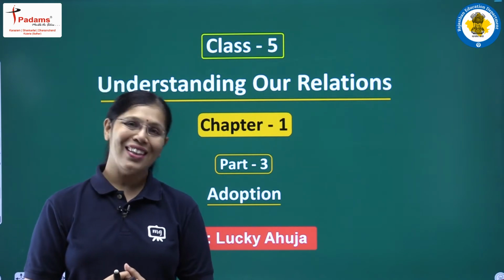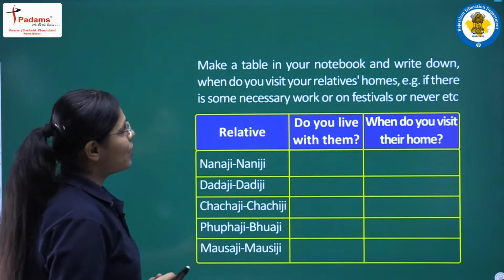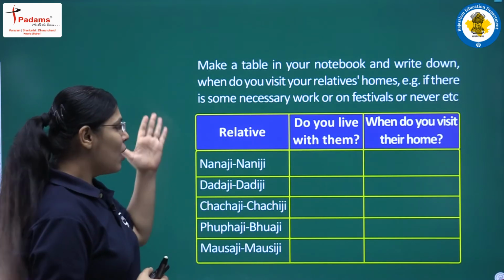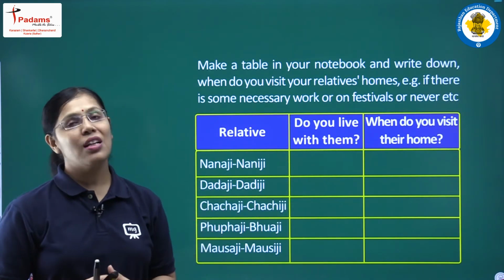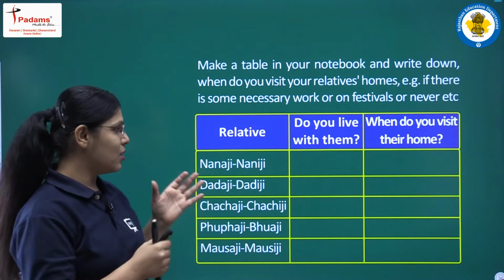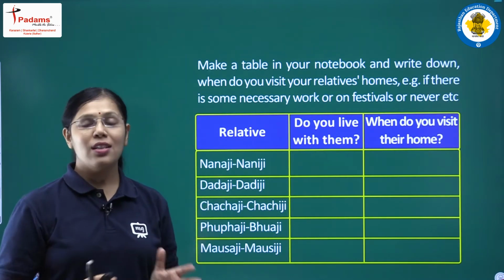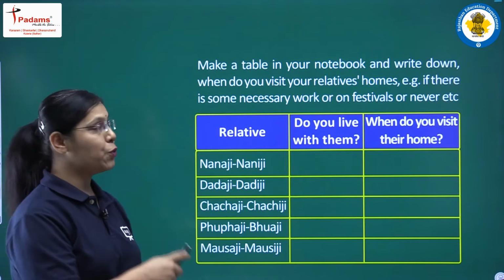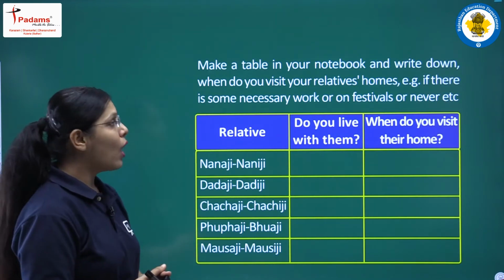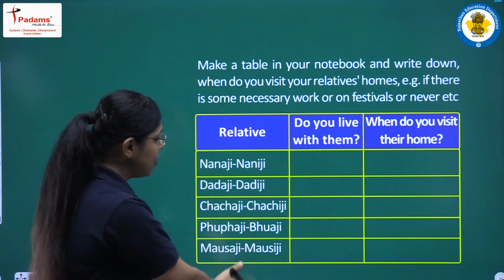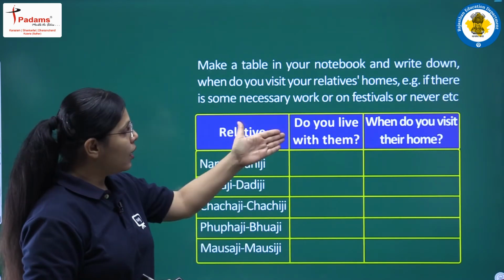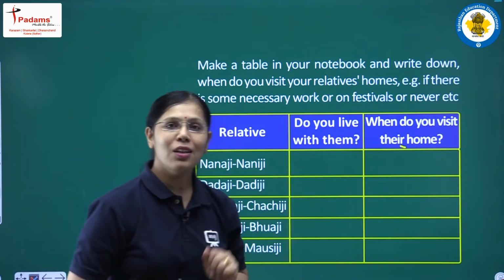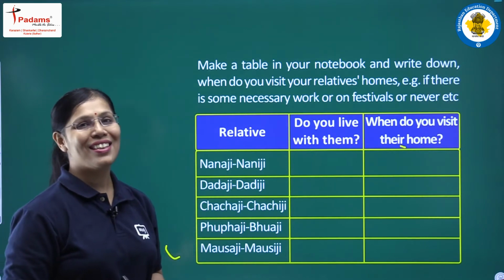So what is adoption? Let's see. First of all, again you have to complete a task here. This table is also mentioned in your book, so you can prepare this table from your book also. You have to make this table in your notebook and write down whether these relatives mentioned here live with you, you live with them or not, and when do you visit their homes. So you have to mention these things in this table.